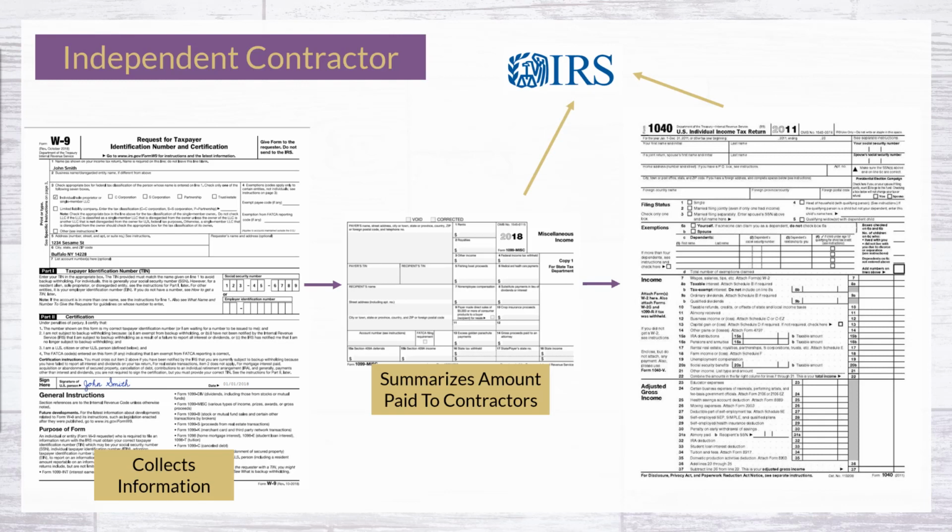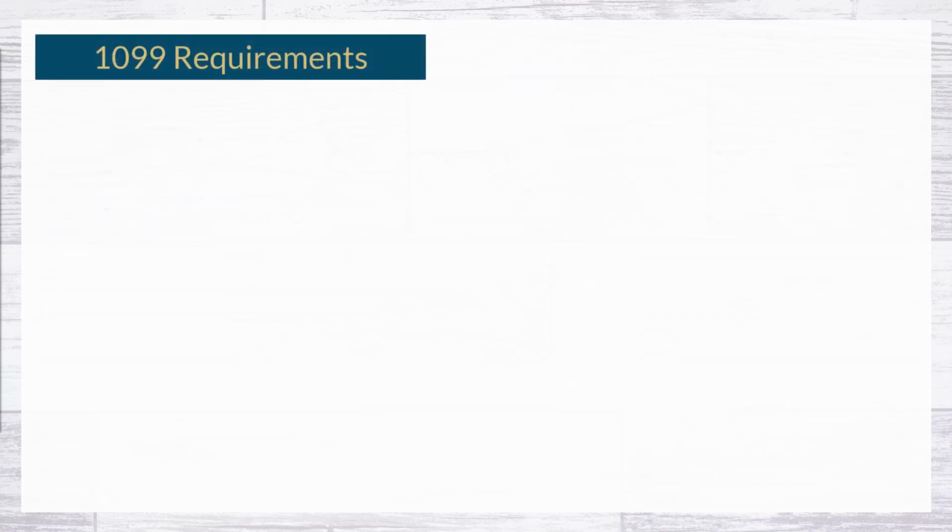The IRS will run the 1099s against your tax return to make sure you're claiming all the income and paying all the appropriate taxes. If not, you can bet you too will receive a letter in the mail from the IRS. Now that you understand how the W-9 and 1099 work together, let's look at the IRS requirement for filing a 1099 miscellaneous at year-end.